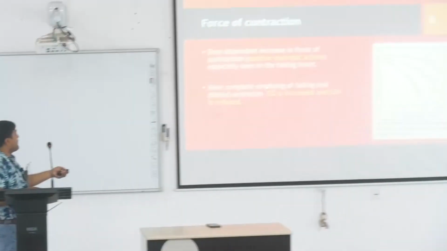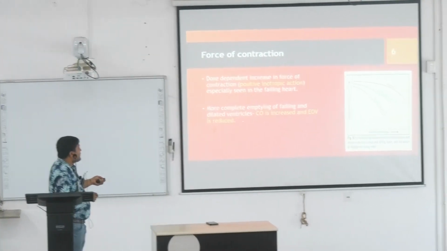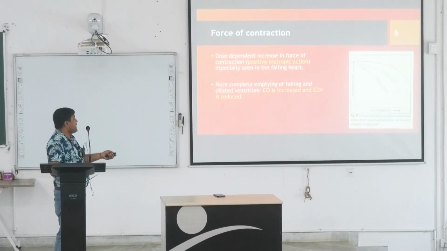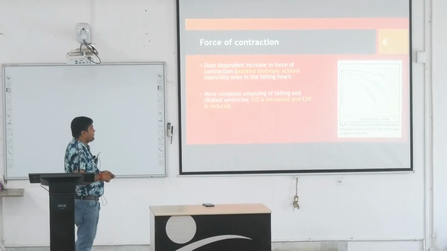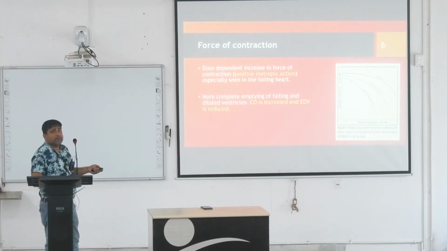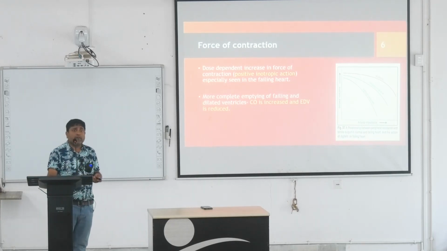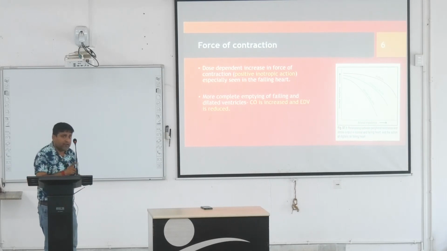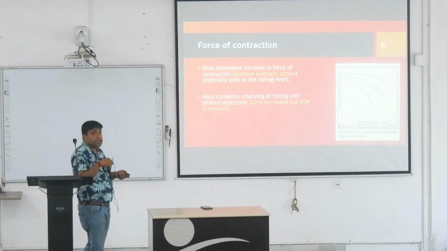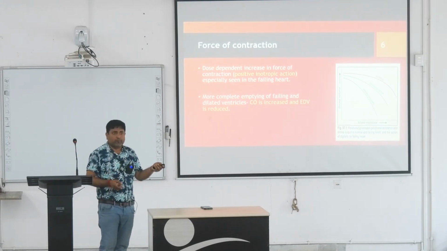Now what happens? There is more complete emptying of the failing and dilated ventricle, leading to increase in cardiac output, and end diastolic volume is reduced. Now, this is a schematic diagram showing the function of the heart, the contractility of the normal heart and the failing heart, to increase impedance to the outflow.